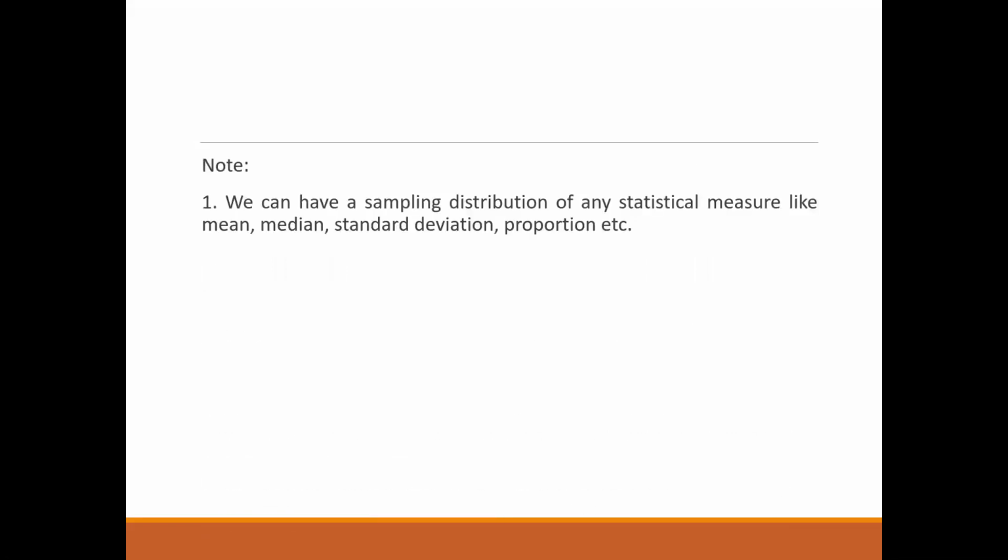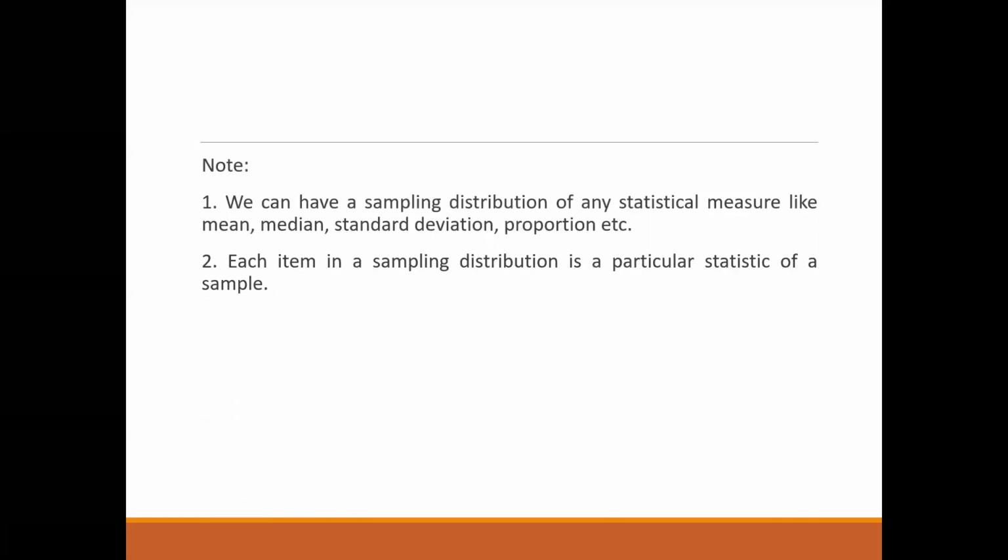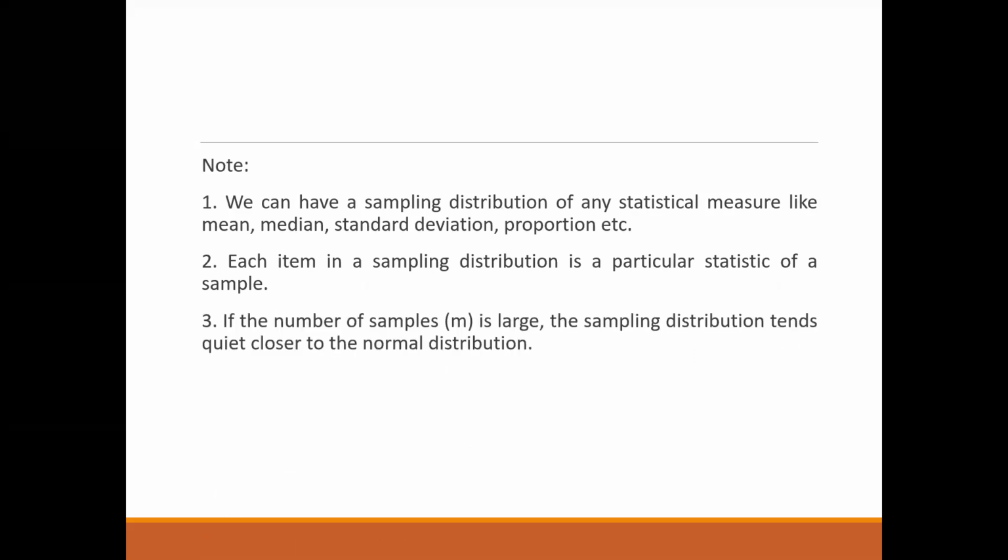So we can have a sampling distribution of any statistical measure. Secondly, each item in a sampling distribution is a particular statistic of a sample. And if the sample size n is very large, then the sampling distribution tends quite close to the normal distribution. Now, how large? Greater than 30 can be considered as large.